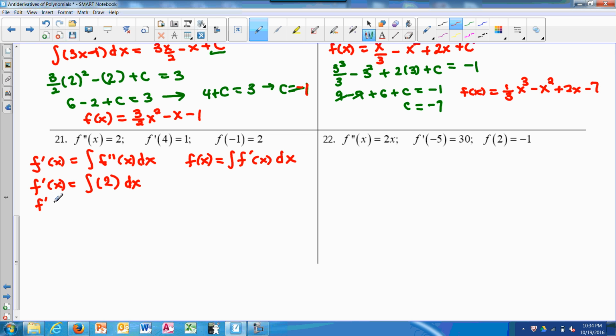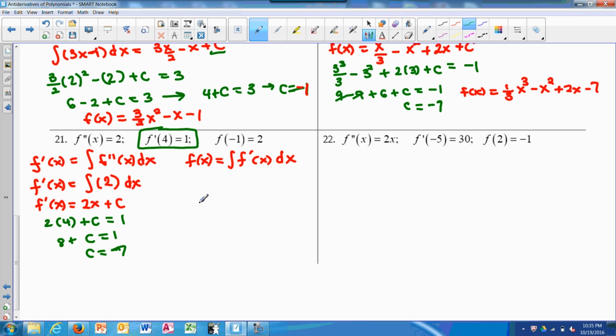So that tells me that f prime of x is equal to 2x plus a constant. I double check. Here's f prime. If I take the derivative of all this, I would get 2. And now I'm going to use one of the initial conditions. I'm going to use the f prime condition. So f prime of 4 is 2 times 4 plus c, and that has to equal 1. So 8 plus c equals 1. So c happens to be -7.